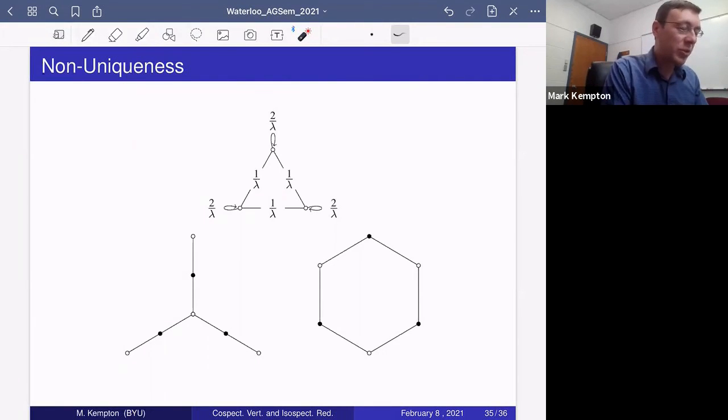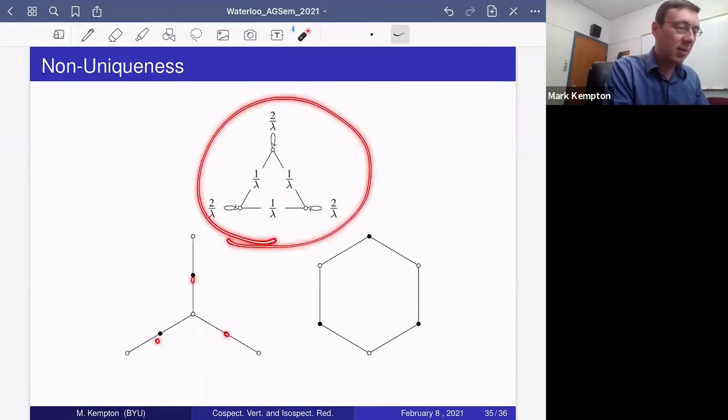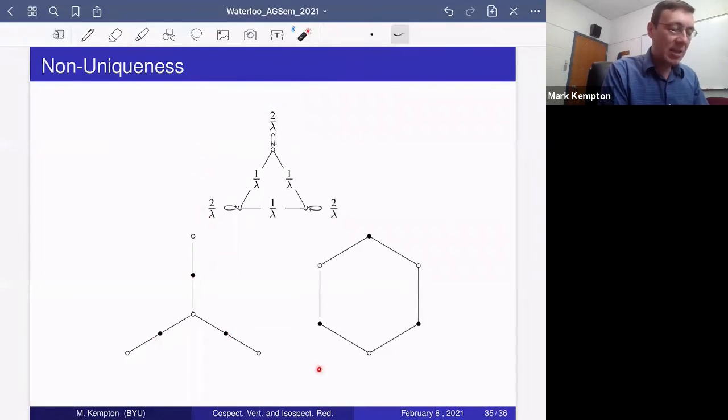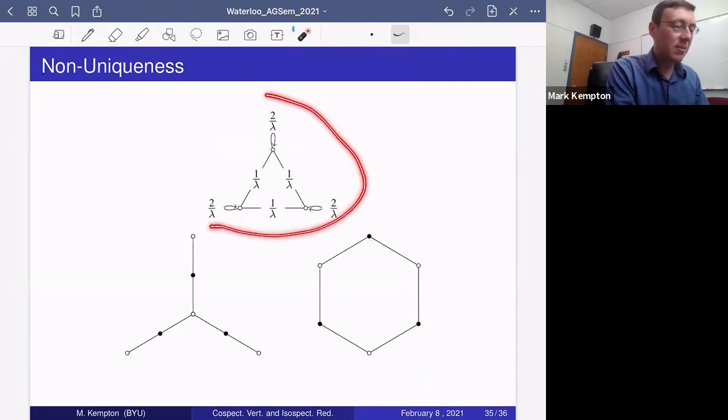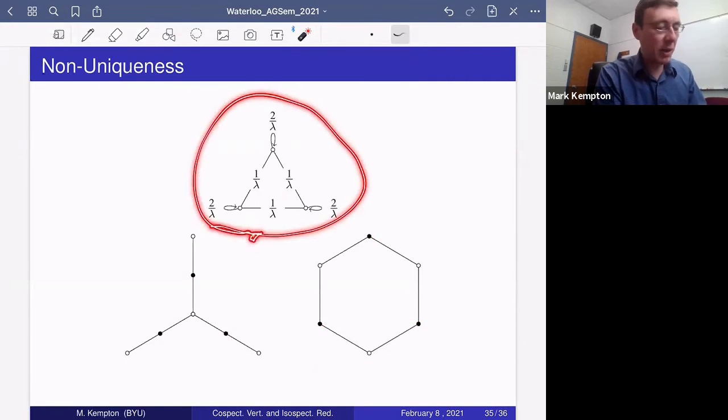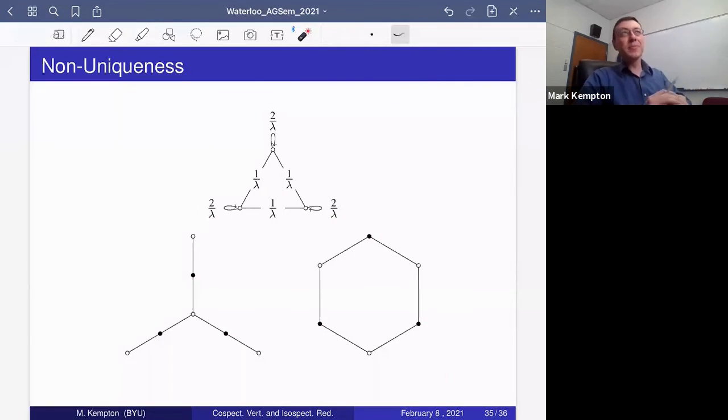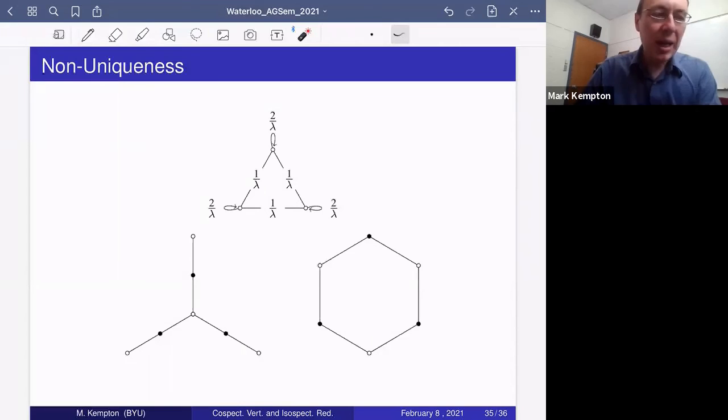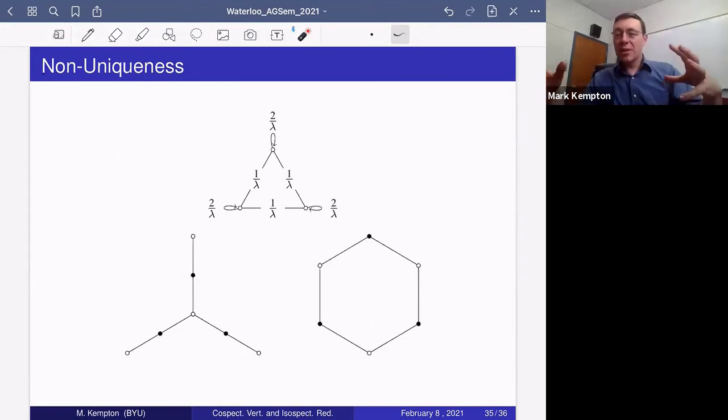This example shows us that if I take this graph and reduce it down to these 3 vertices, I'll come up with this. And if I take this graph and reduce down to these 3 vertices, I'll get the exact same isospectral reduction. So whatever unfolding or unpacking of an isospectral reduction that you may come up with, it's never going to be unique. There's always going to be multiple ways of doing that.